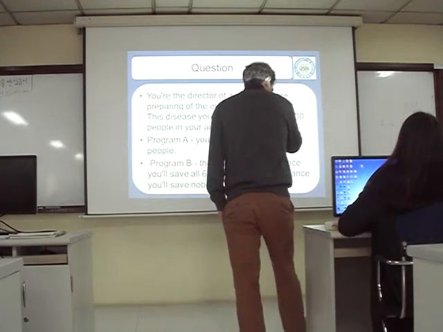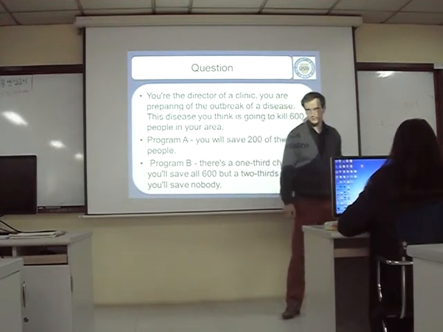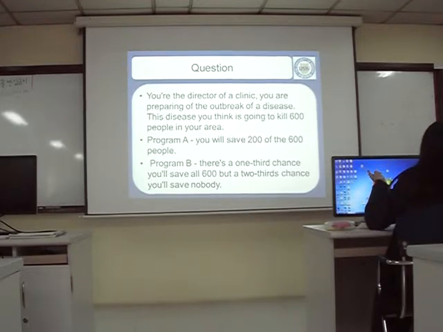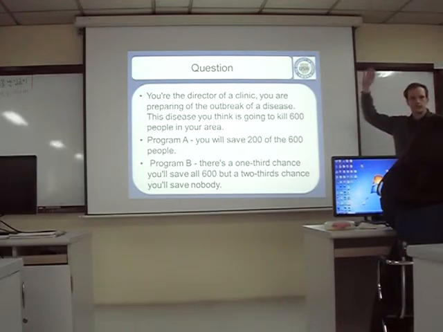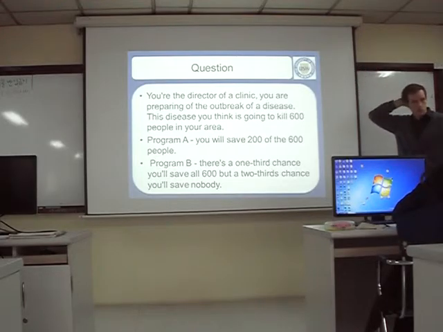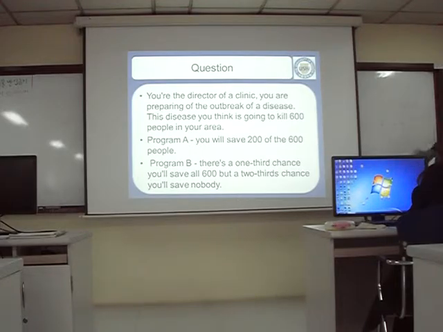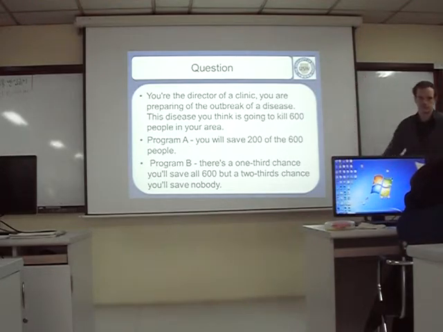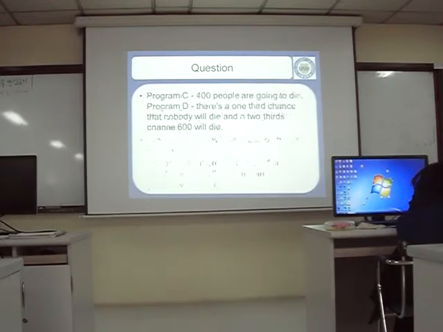Yes. Program A, you save 200 people, right? All the people are not saved, yes. Okay, so hands up who's going to choose Program A? Who's going to choose Program B? Try again. Who's going to choose Program A? 1, 2, 3. Who's going to choose Program B? Nobody. Try again. There's 7 students, just 3 students voted. Who's going to choose Program A? You waited to see what the other people would do and then copy? No? Okay, let's look at the next one.